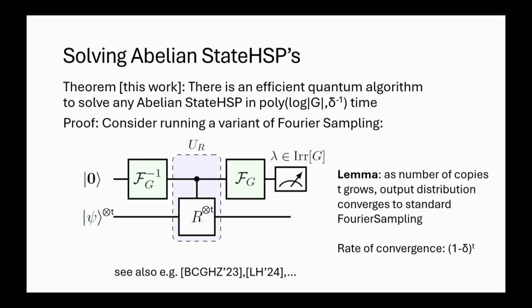But the key lemma that we show is that as you increase the number of copies t of your state psi, the output distribution of this state Fourier sampling circuit actually converges very rapidly to the output of the corresponding Fourier sampling circuit for the standard HSP algorithm. And that's exactly the thing that lets you solve the standard abelian HSP. Your rate of convergence is exponentially good, something like 1 minus delta to the t. So as long as your non-triviality parameter delta is, say, a constant, this is an exponential convergence. You barely need any copies for us to just output exactly what the usual HSP algorithm does.